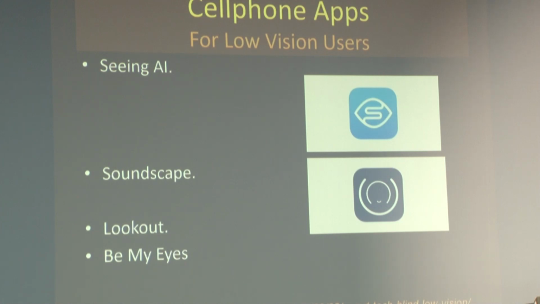Be My Eyes is one such app. If a patient cannot see what is in front of him, and he doesn't know if it's an apple or a tomato, he just takes a picture and sends it to somebody on Be My Eyes, and they tell him what he's seeing in front of him.